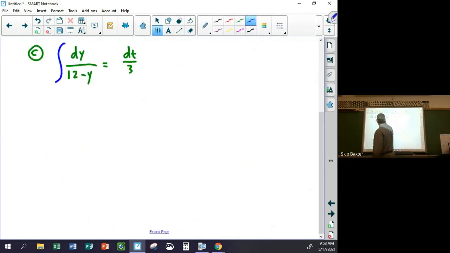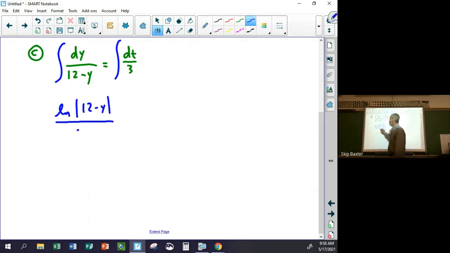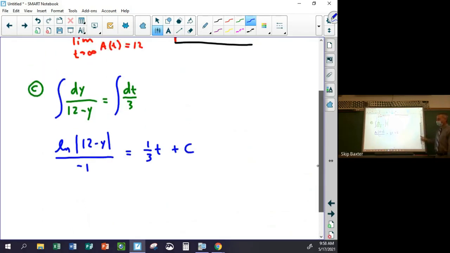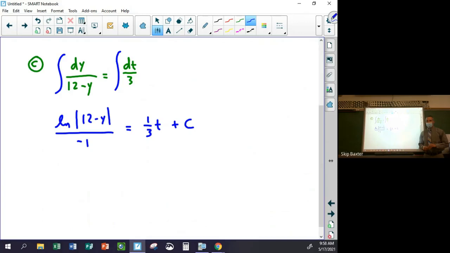Then it's just integration. This is like the shortcut for U substitution. It's ln, absolute value of 12 minus y, divided by -1, equals 1/3 t plus c. Are the absolute values necessary here or not? How do you know? It's always positive, and if you substitute 0 in for y, it doesn't matter whether the absolute value is there or not. So you can sort of ignore the absolute value in this problem.